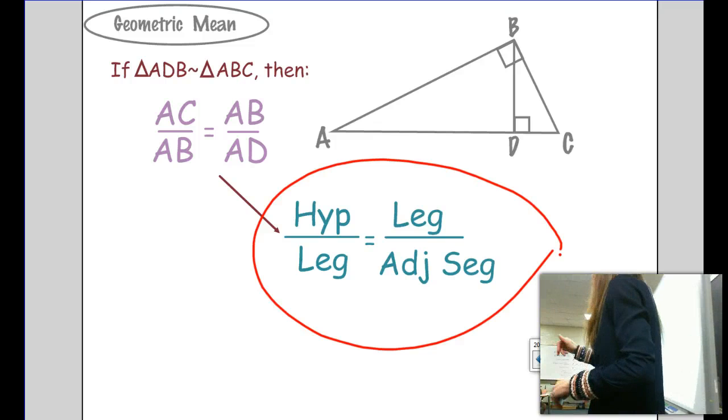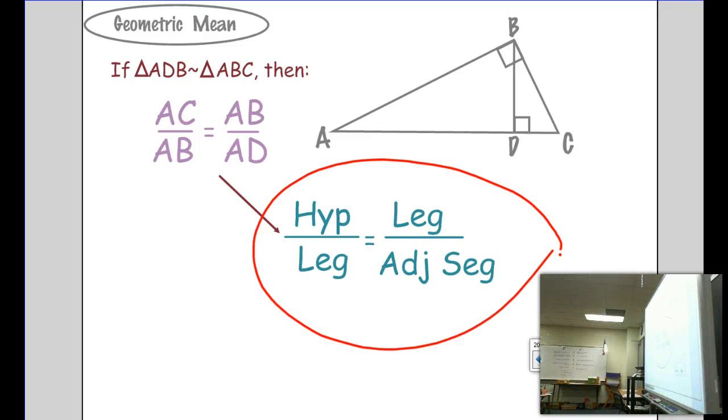On the back. You were probably thinking, well, what if I'm not looking for the altitude? What if I'm looking for another part of the triangle? Then what proportion do I use? You can use this one, and this one doesn't make a lot of sense yet.